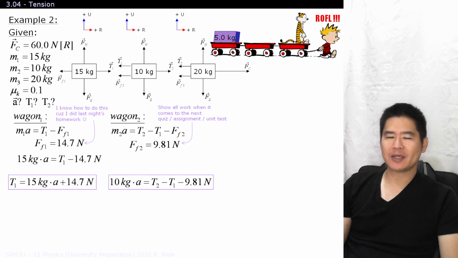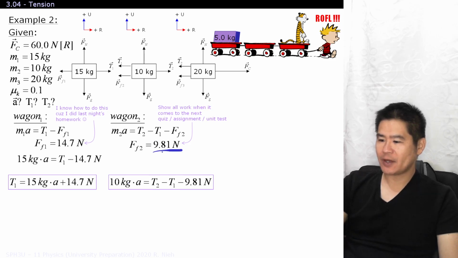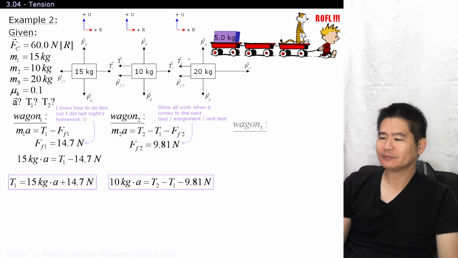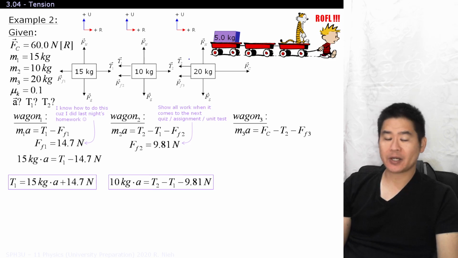Okay, moving on to wagon number 3. Can you think about it? F net is equal to? Good. Fc, subtract the force of friction, subtract tension. Please don't use this value here or this value here for your force of friction, simply because the mass is different. If they were all the same, then yeah, you could technically recycle that value, and you'll see that shortcut in tomorrow's episode. So wagon 3 is equal to Fc subtract T2, subtract the newly calculated FF3.